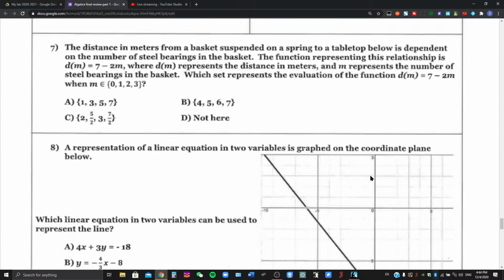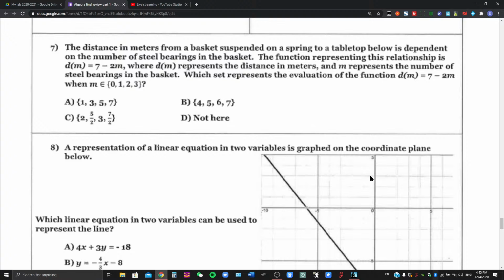Question 7. The distance in meters from a basket suspended on a spring to a tabletop below is dependent on the number of steel bearings in the basket. The function representing this relationship is d of m equals 7 subtract 2m, where d of m represents the distance in meters and m represents the number of steel bearings in the basket. Which set represents the evaluation of the function d of m when m belongs to this set 0, 1, 2, 3?